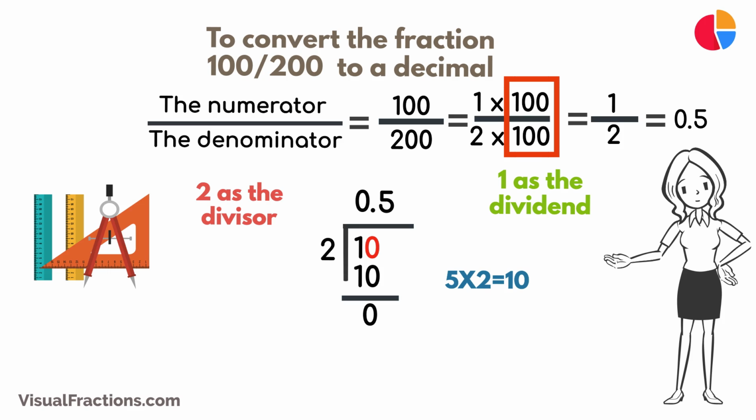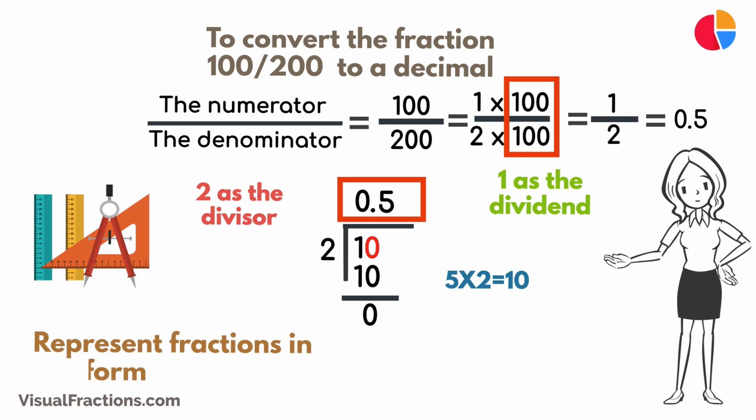So, there we have it. The fraction 100/200ths simplified to 1/2 converted to a decimal is 0.5. This conversion process demonstrates a simple way to understand and represent fractions in decimal form, especially after simplifying them.